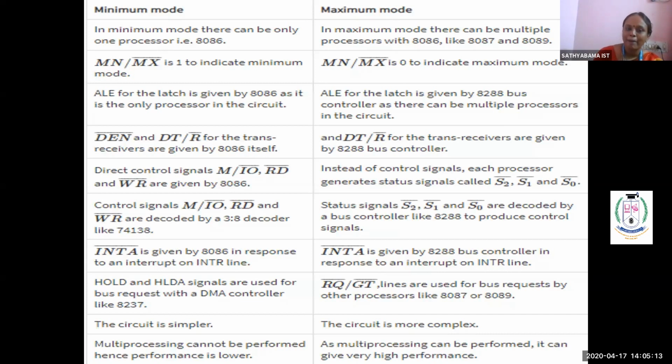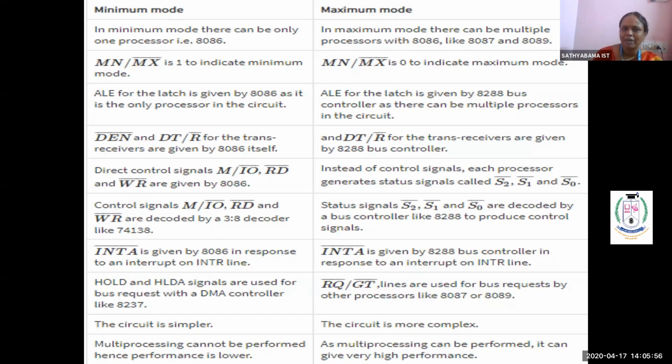Okay. And memory read, memory write, input output read, input output write are all decided by 8086 in minimum mode. But here how will it be decided? By the 3 status signals, S0 bar, S1 bar and S2 bar. Taking the status from the status signals, the machine cycle operation will be decided. Okay. Then I told you INTA bar will be generated by 8086, but here INTA bar will be generated by the bus controller. And in minimum mode, the HOLD and HLDA signals handle the bus request as well as bus acknowledgement. But here, instead of those, we are using RQ/GT. RQ means bus request, GT means bus grant.